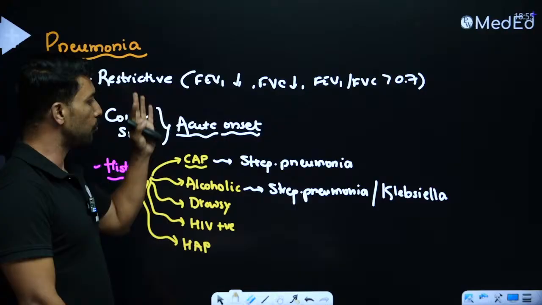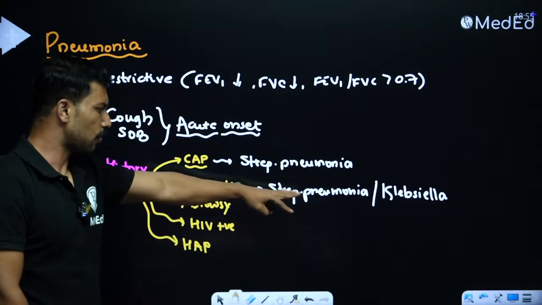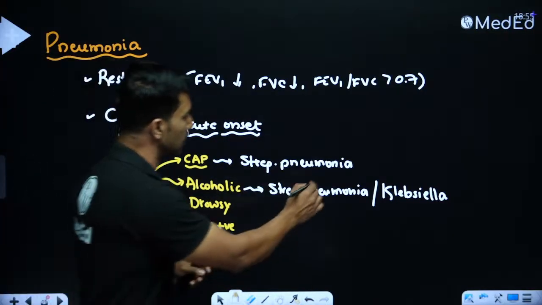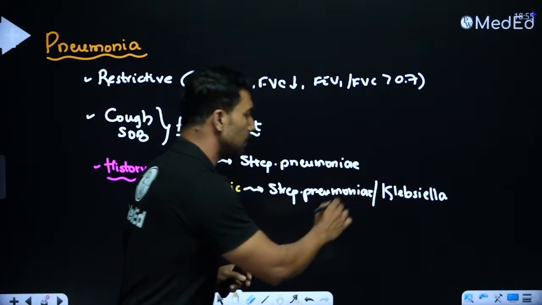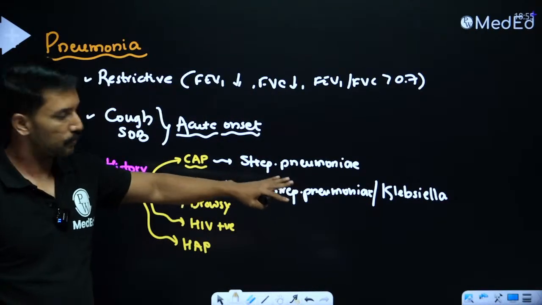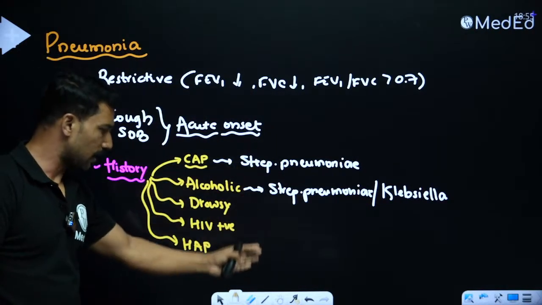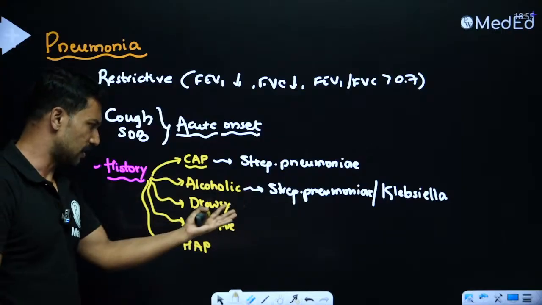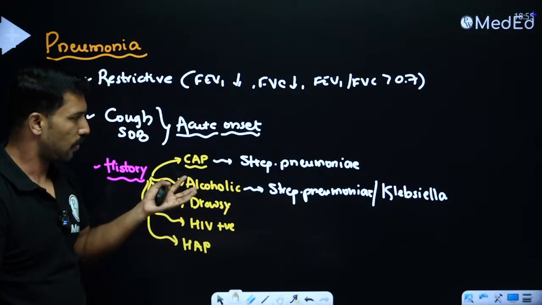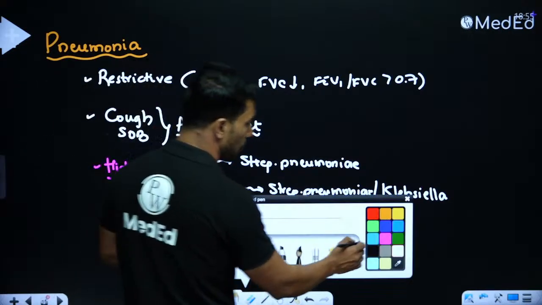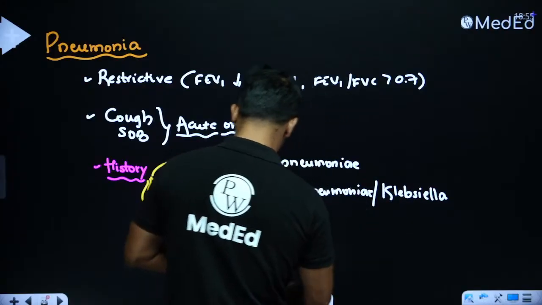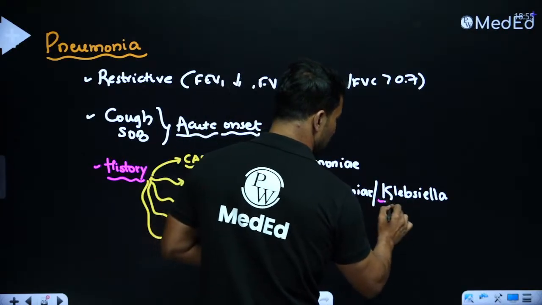So in any question on pneumonia which talks about the patient being alcoholic, Streptococcus pneumoniae continues to be an important cause, because overall that is the most common cause. The most common cause for pneumonia is Streptococcus pneumoniae. So it will continue to be the cause in drowsy, HIV positive, hospital acquired, in all cases. But if the examiner is setting the context that it is hospital acquired, I want you to strongly think of Klebsiella.